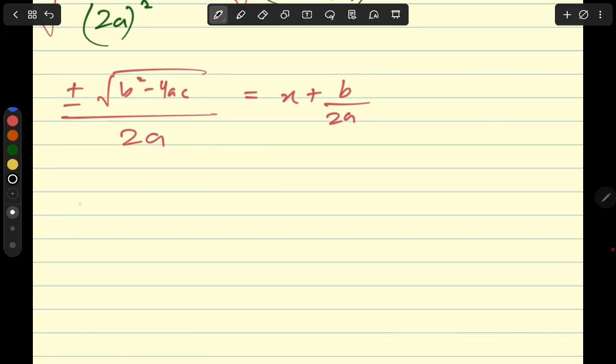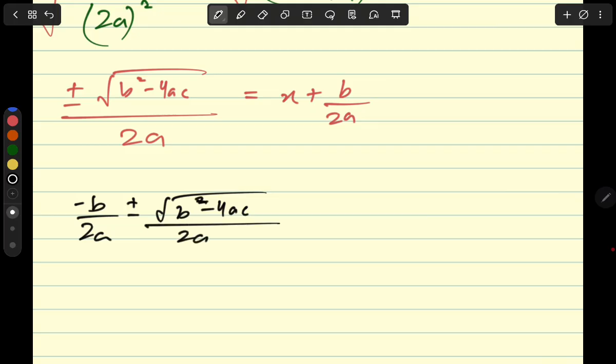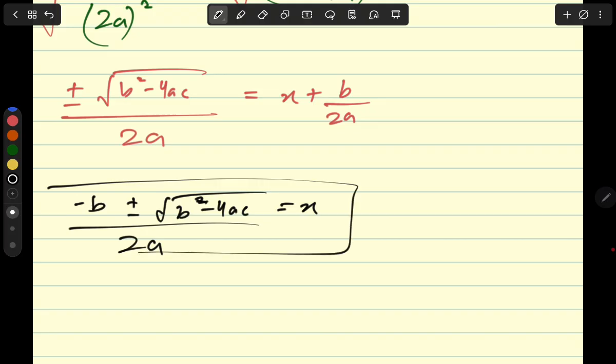And now I subtract b upon 2a from both the sides in order to get the quadratic formula, which is minus b plus and minus square root of b squared minus 4ac upon 2a, and because both the denominators are the same, I can just write it down once only. So this is my quadratic formula, which finds out the roots for a quadratic function, and this is it for this section.